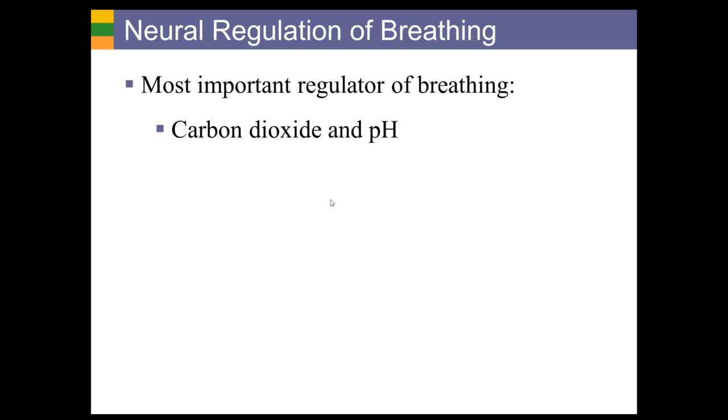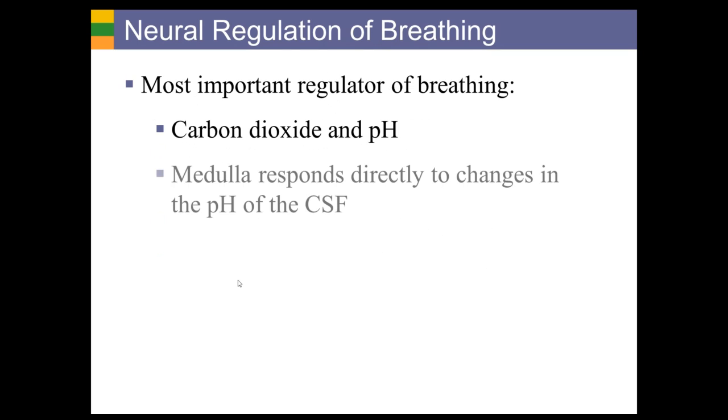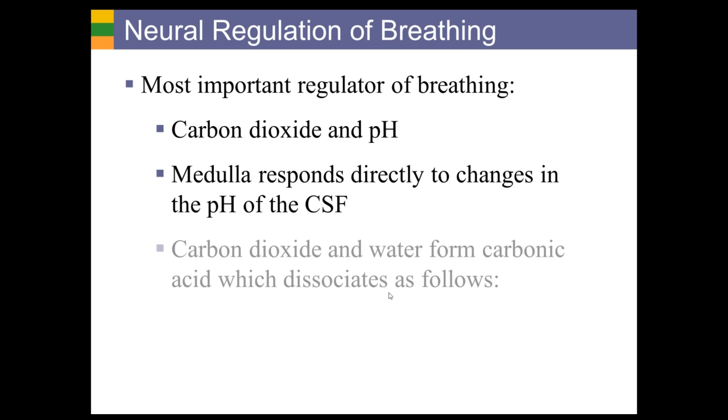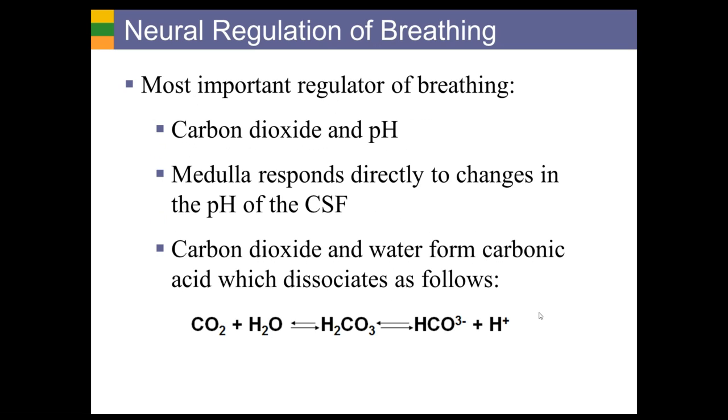The most important regulator of breathing is carbon dioxide and pH. Your medulla oblongata responds directly to changes in pH of the cerebral spinal fluid that surrounds it. Cerebral spinal fluid is made from the blood, so if there are changes in the pH of the blood, it affects changes in the pH of the cerebral spinal fluid. Carbon dioxide and water form carbonic acid per this equation here, and we just saw this a few minutes ago. Carbon dioxide and water form carbonic acid, which then dissociates into bicarbonate and hydrogen ions. So the more carbon dioxide in the blood, the lower the pH.